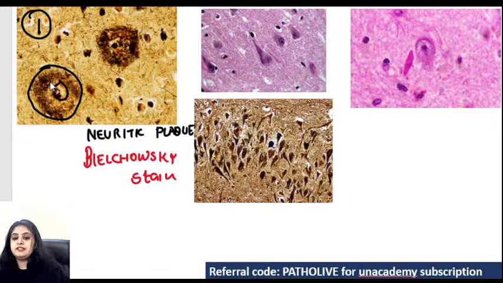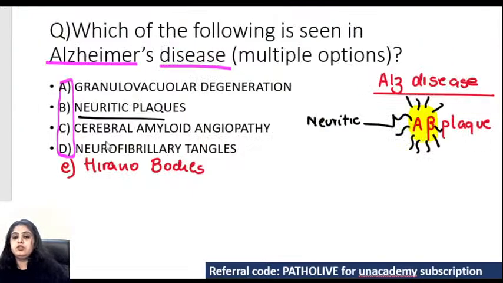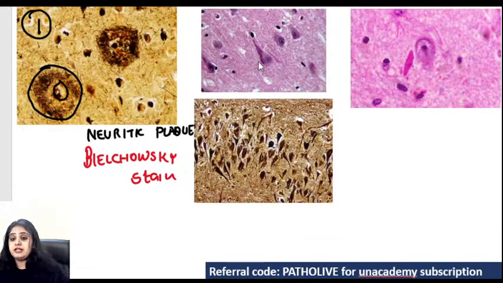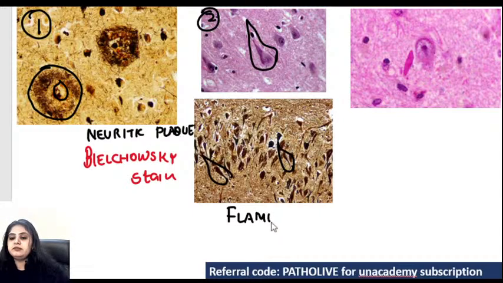Okay, having said that, neuritic plaque I've understood, right? Let's move on to the next question, the next image. The two images that I have, this cell also looks like as if it's on fire, it's a flame, and so do these cells. The stain used over here is again the Bielschowsky stain. But what is this cell? Because it looks like a flame, you can definitely call it a flame cell.